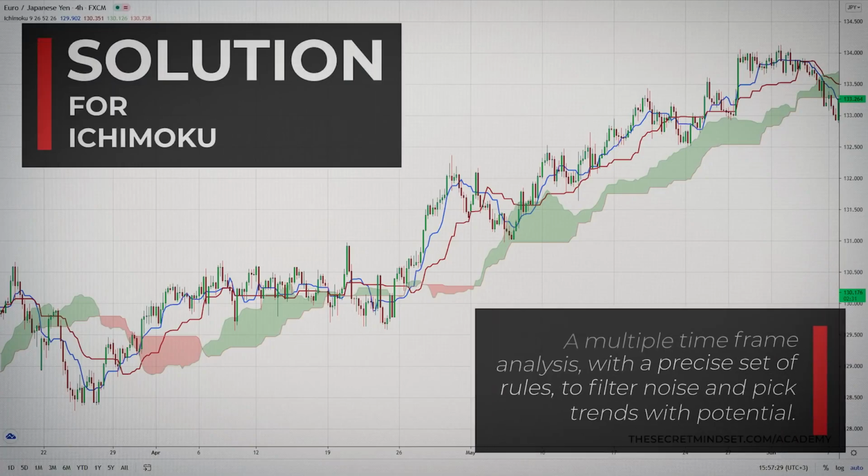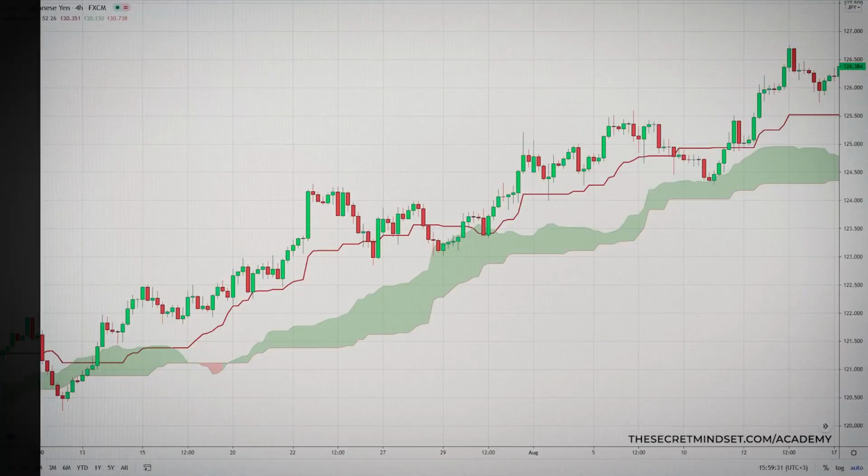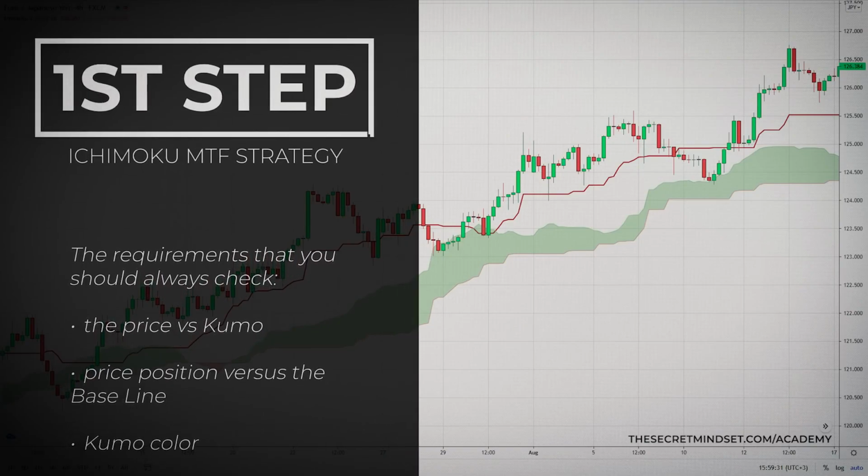That's why you need a multiple time frame analysis with a precise set of rules to filter noise and find big trends with potential. These are the minimum requirements that you should always check to be able to make a trading decision with Ichimoku: the price versus the Kumo, price position versus the baseline, and the Kumo color. Always check them in this order.